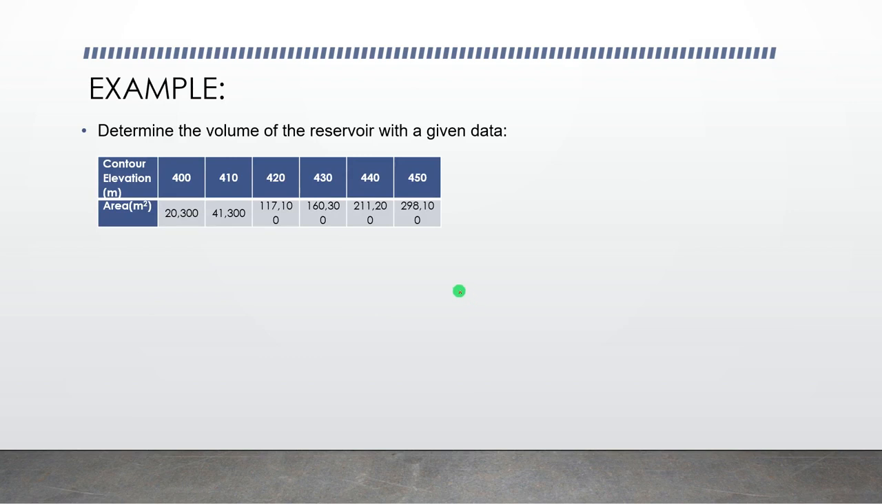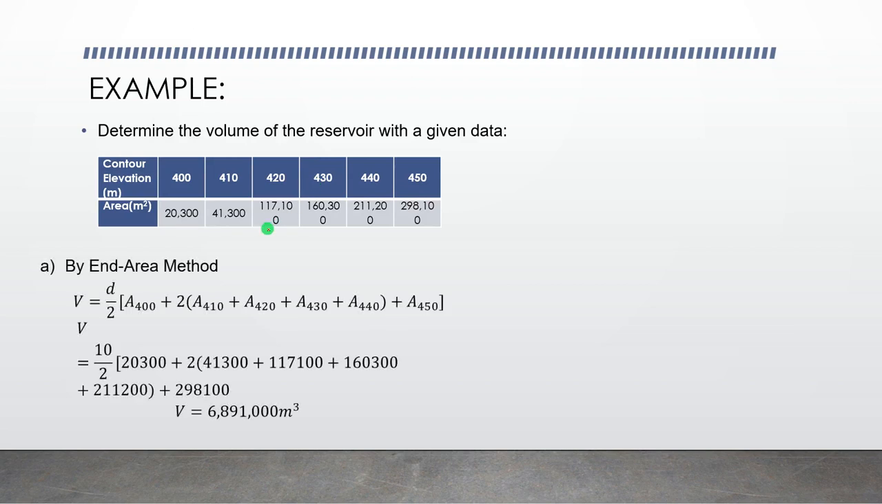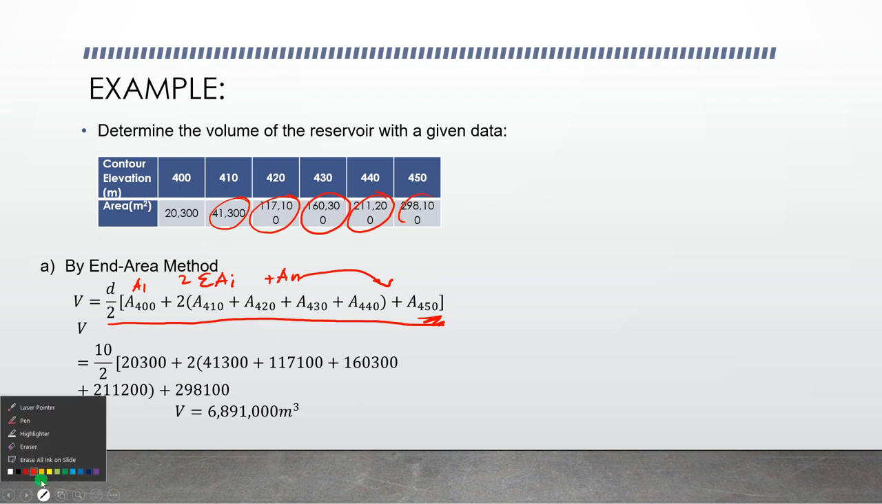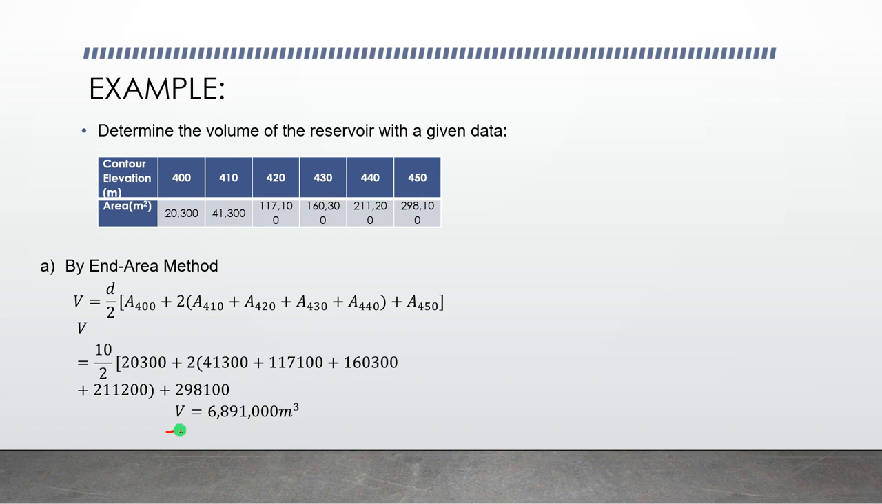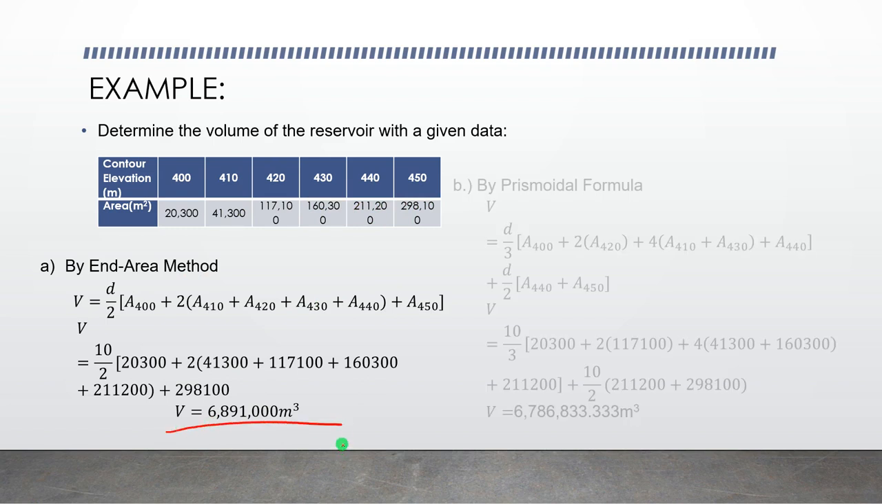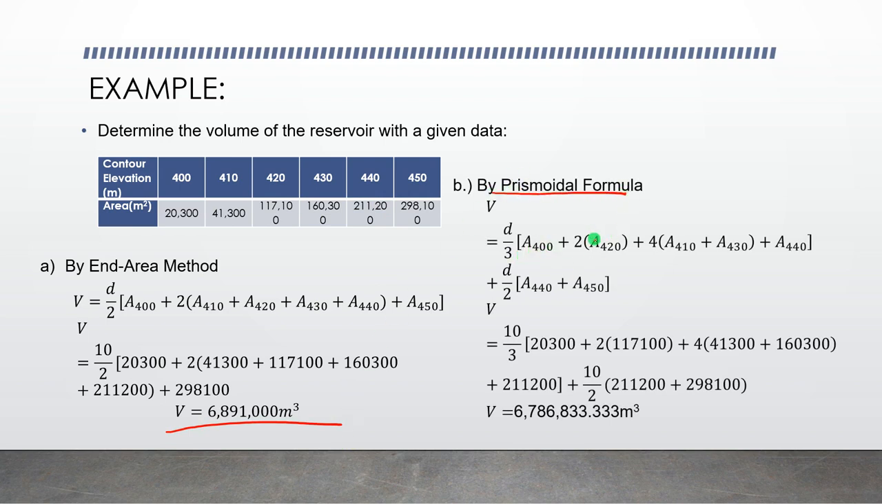So let's apply that to this sample problem. Given the data, determine the volume of the reservoir by first using the end area method and then the prismoidal formula. By the end area method, here's the formula: d over 2, A1 plus An, plus 2 times the sum of the intermediate or interior areas, where An is the last elevation. Substitute all of the given areas in this problem. Then we can now solve the volume of 6,891,000 cubic meters.